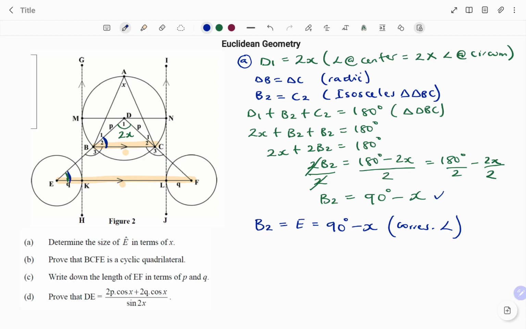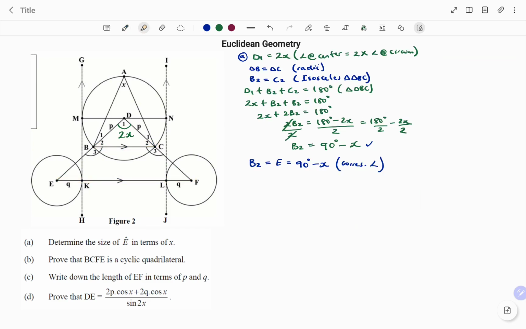Let's look at the second question. It says, prove that BCFE is a cyclic quadrilateral. So the first step is to highlight the quadrilateral. We have B, C, F, and E. So starting from B, I have B, C, F, and E. Is a cyclic quadrilateral.